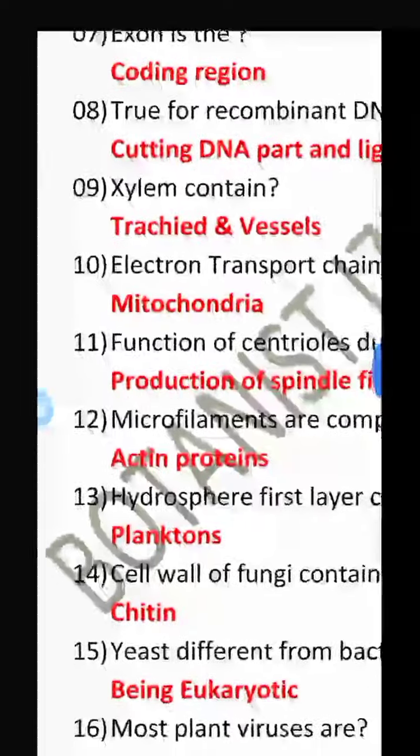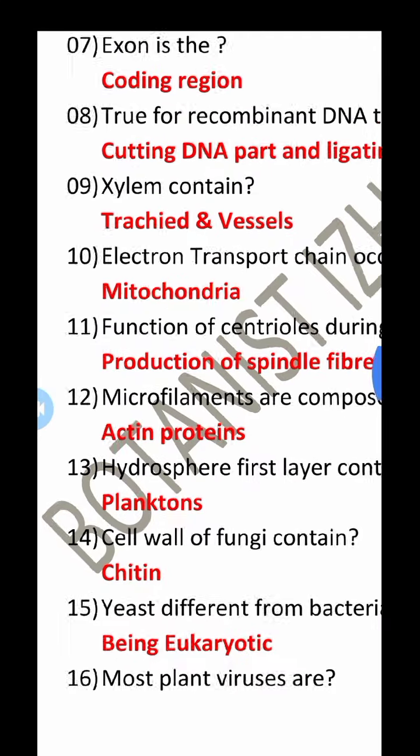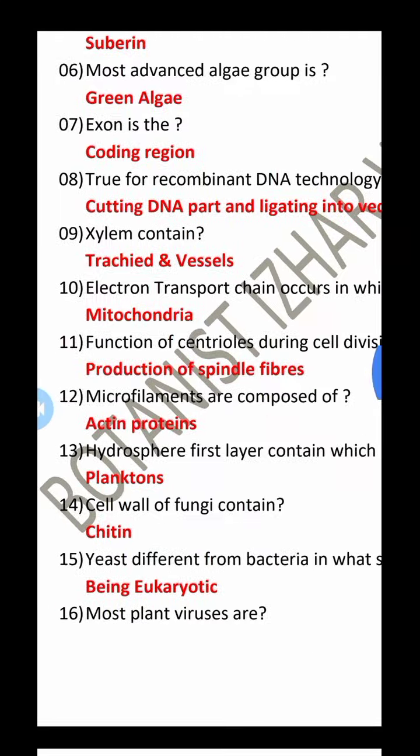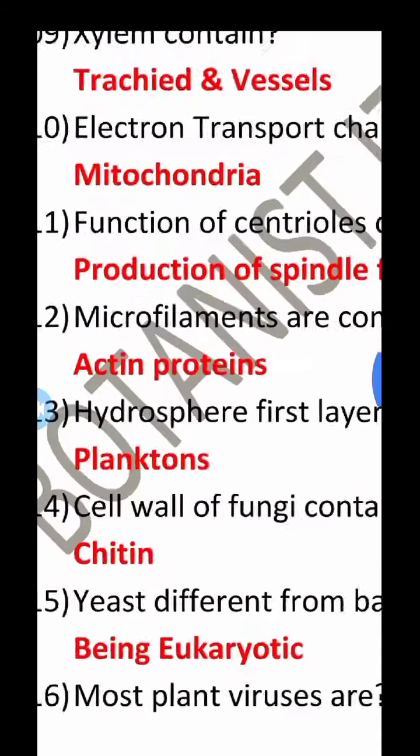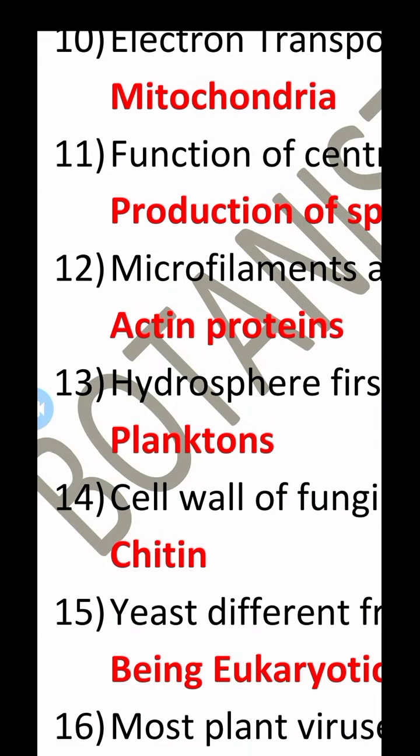MCQ number 13: the hydrosphere's first layer contains which organism? The correct answer is plankton. Plankton are microscopic organisms found in oceans. Phytoplankton are microscopic plant-like organisms found at the base of the marine food web.